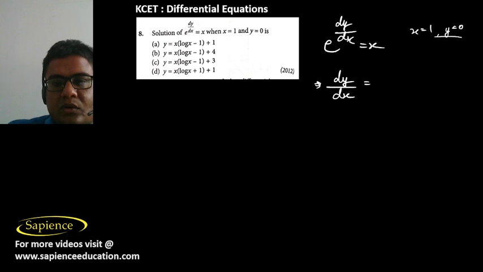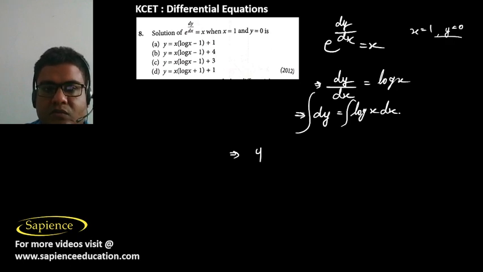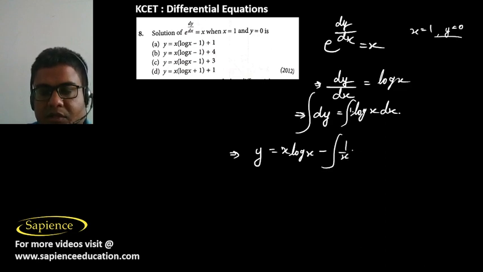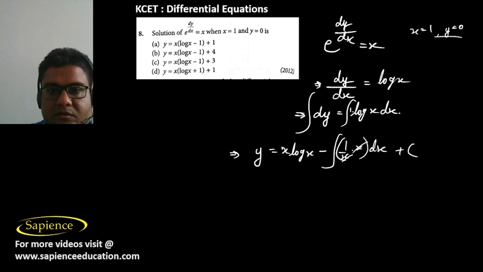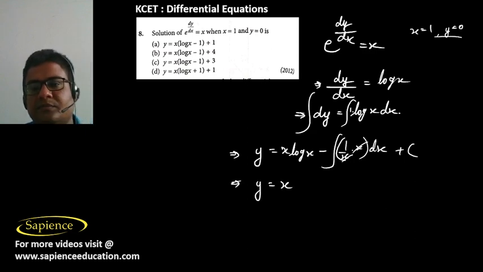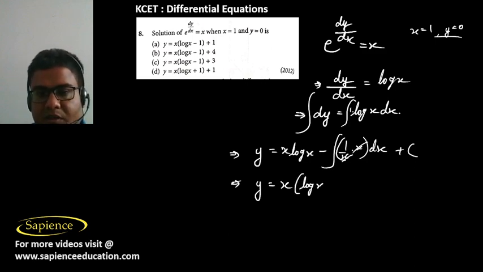Question number 8, find the solution of e power dy by dx equal to x, where x is equal to 1 and y equal to 0. Take log on both sides: dy by dx equals log x. Here this will be integral dy is y, and we have to do integration by parts: log x into integral dx, minus integral of d by dx of log x times integral dx, plus c. So y equals x log x minus x plus c, that is x into (log x minus 1) plus c.